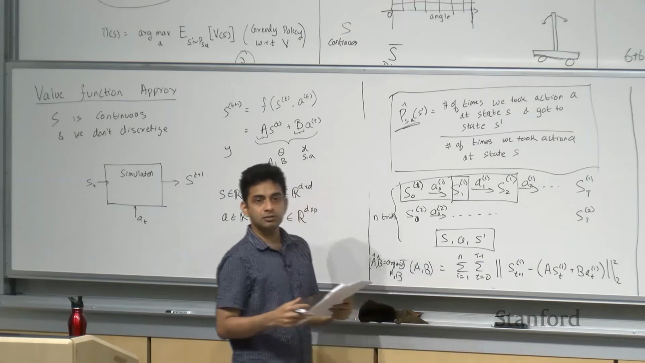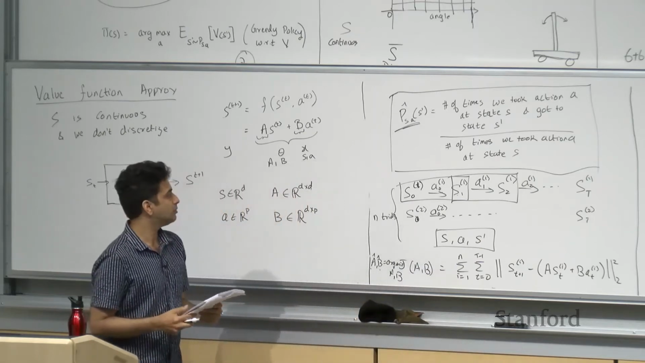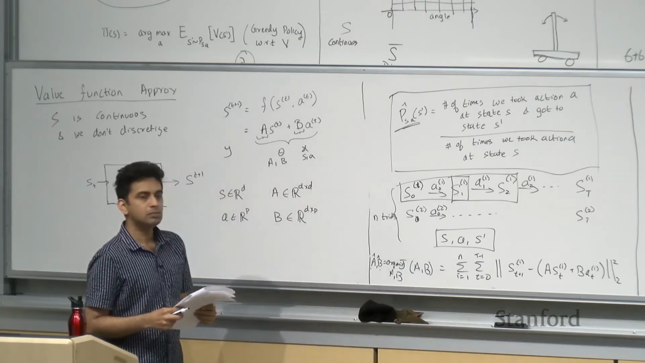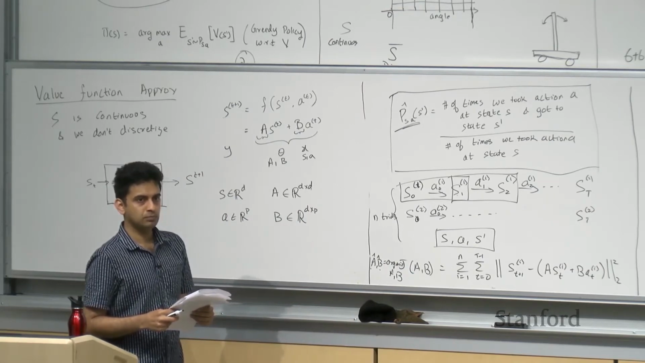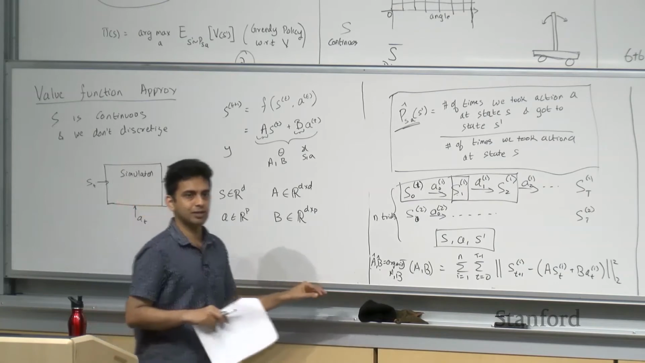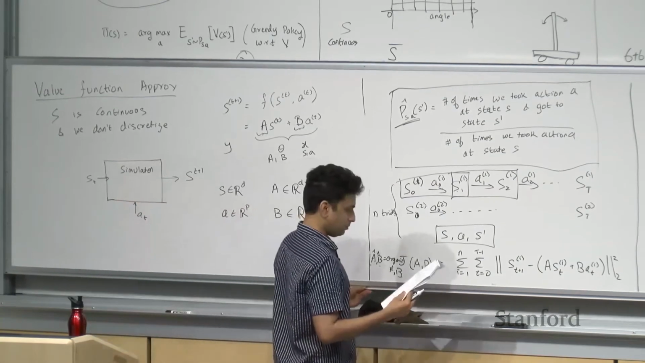Question? Previously with P hat SA, you gave the example that there is a certain element of stochasticity, right? After you learn A hat and B hat, we'll come to stochasticity next.